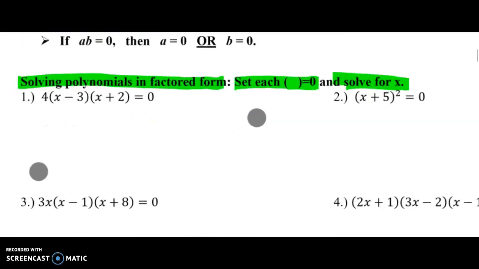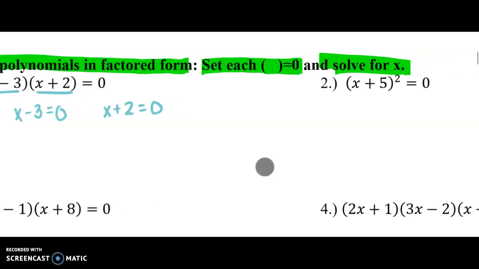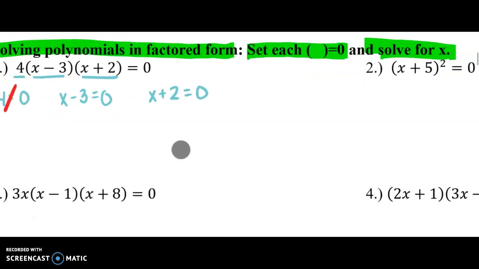So if we start with number 1, I'm going to take everything and set it equal to 0. So 4, I'm setting that equal to 0. The only issue is here, that just doesn't make sense, right? 4 can't equal 0. So if you ever just have a constant out there, you can ignore it for this. Then you're going to take x minus 3 and set that equal to 0. You're also going to take x plus 2 and set that equal to 0. And then the next step is to solve for x.